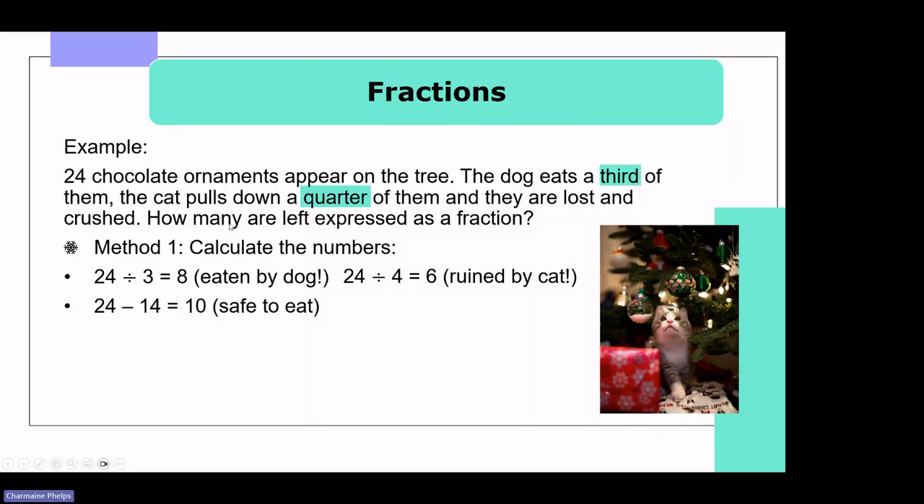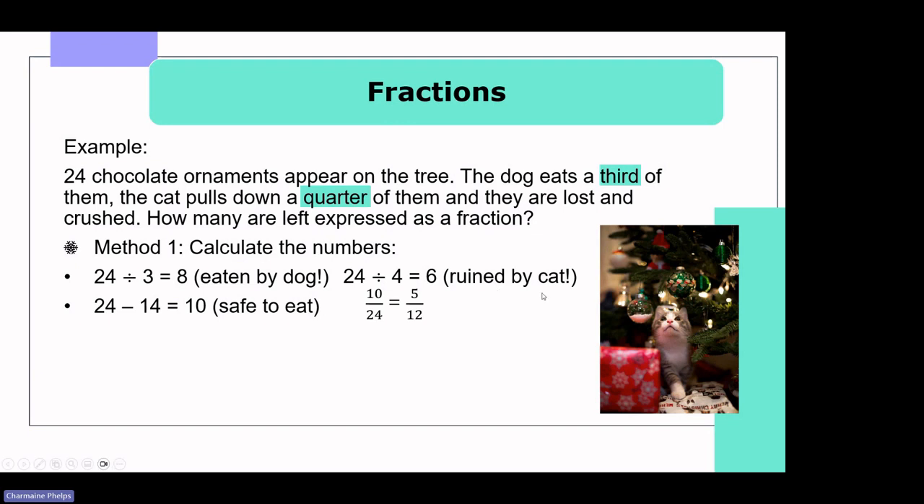But the question is asking me to express this as a fraction. So fractions don't have to be complicated. If I've got 10 out of 24, then I can simply write 10 out of 24. So 10 as the numerator, 24 as the whole, the denominator. So 10 24ths, which quite rightly, as some of you have done, you've simplified to make it 5/12.